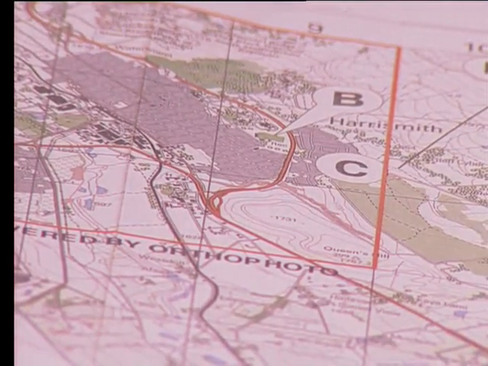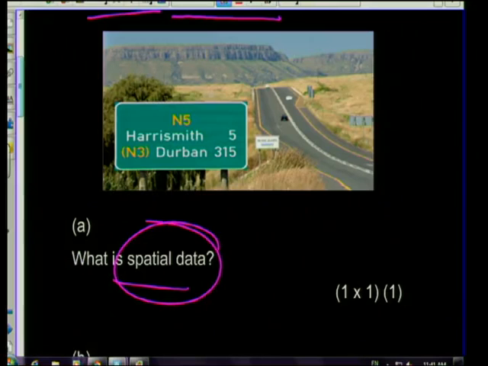So, what is spatial data? Spatial data comes in the form of line, point, and polygon or area objects. It is data used to extract information in the form of vector quantities. So, what are we looking for? When we look at spatial data, we are looking at the type of data in the form of line objects, point objects, as well as area objects.